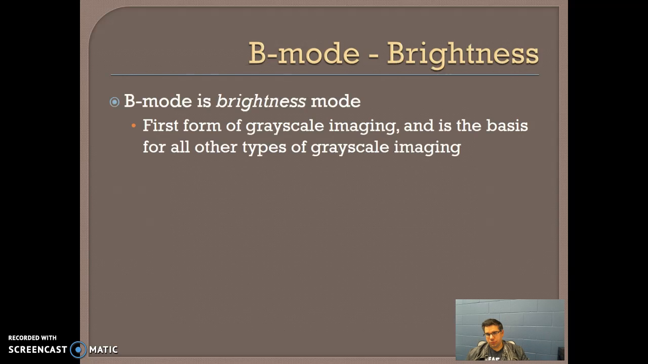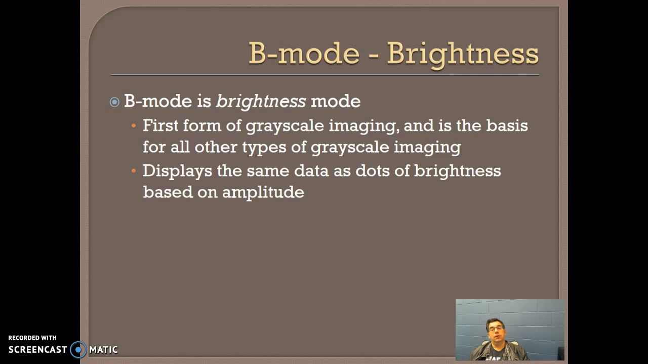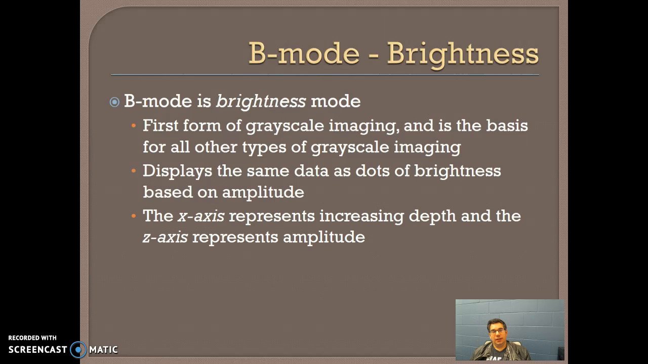So B mode goes back to our grayscale imaging, and it's really the foundation for all grayscale imaging that we currently use. And you have different amounts of light displayed on the screen. We'll learn a lot more about that when we look at the instrumentation in later chapters. But on the x-axis, that of course was depth. And on the z-axis, that is the amplitude. Z-axis means into or out of the screen.